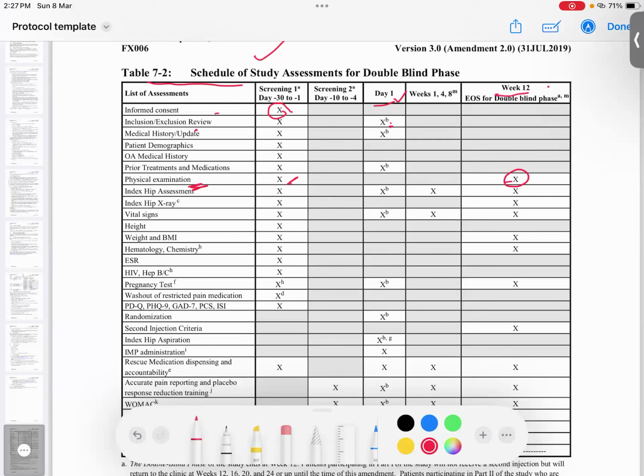See, vital sign, I am picking a few. Vital sign, when are they taking? On the day of screening, on the day of consenting, on week 1, 4, 8, on week 12. So every time it is happening.